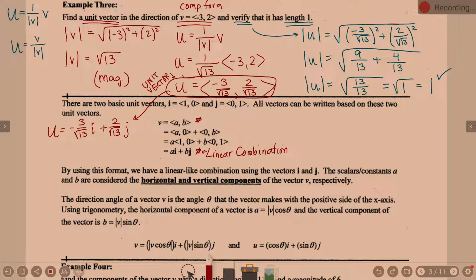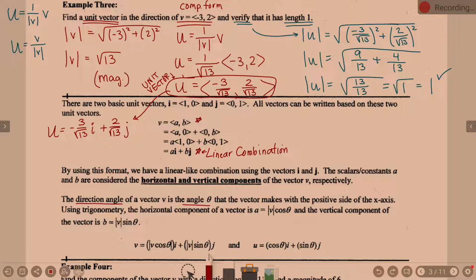Before we go into the bottom part here, we're also going to talk about finding the direction angle of a vector. The direction angle of a vector is the angle theta that the vector makes with the positive side of the x-axis. Using trigonometry, I told you guys it's not going away, right? And this is where I said have your calculators out today.